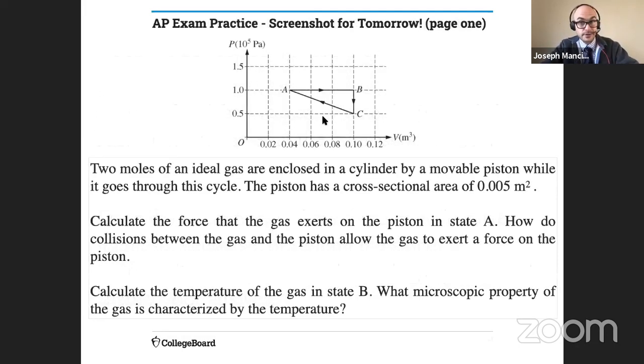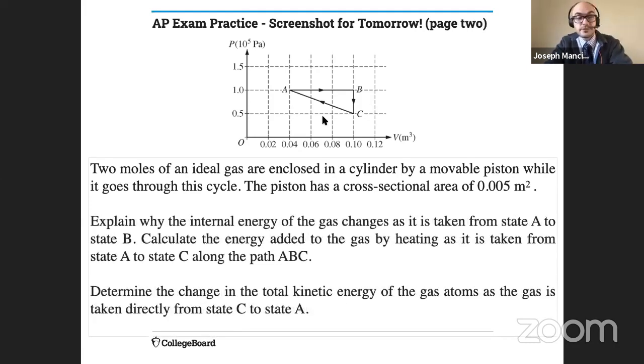In the last example, and here's another two screenshotter, 2 moles of an ideal gas are enclosed in a cylinder with a movable piston. There's some data about the piston. Can you calculate the force that the gas exerts on the piston and explain why that force happens? Can you calculate the temperature in state B and explain what temperature means? Can you explain why the internal energy of the gas changes as it goes from state A to state B? And can you determine the change in the total kinetic energy of the gas atoms as the gas is taken from state C back to state A? So take screenshots of those for tomorrow.